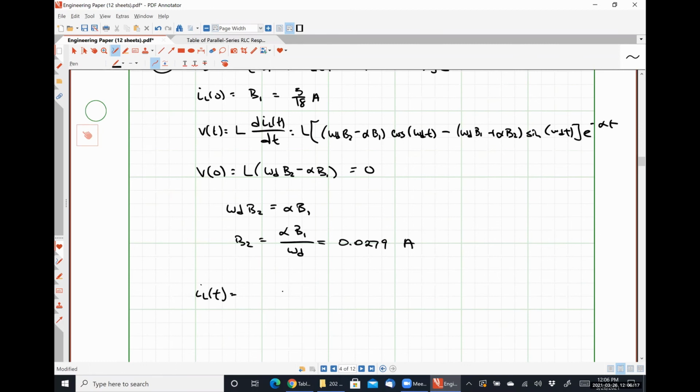And from this, IL of t is 5/18 cosine 0.995 t plus 0.0279 sine 0.995 t, e to the minus 0.1 t. Doing it a second time where all the steps are essentially exactly the same, I can do it a little bit quicker.